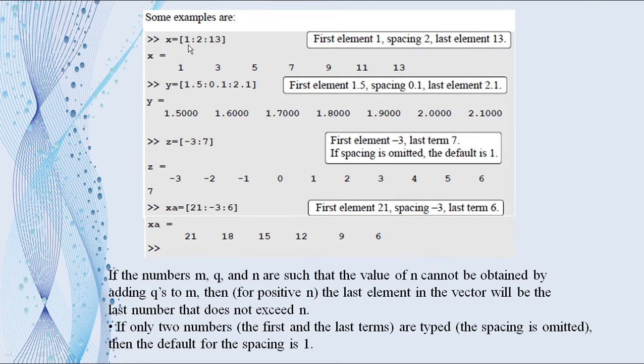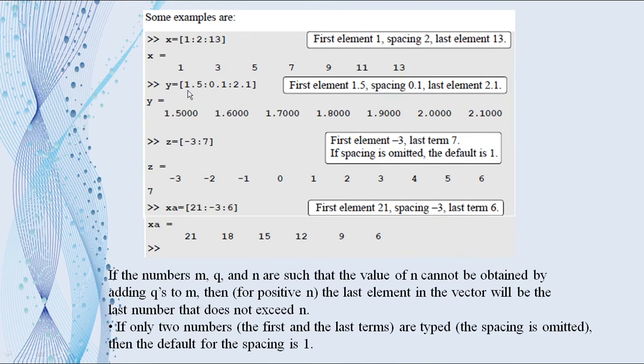x is equal to 1 colon 2 colon 13. So the first number is 1, the last number is 13, and each number is separated by a difference of 2. So 1 plus 2 is 3, plus 2 you get 5, plus 2 7, plus 2 9, plus 2 you get 11, plus 2 13. We have to stop because the last number is 13. When you attain 13 you have to stop. So the first element is 1, the last element is 13, spacing is 2.